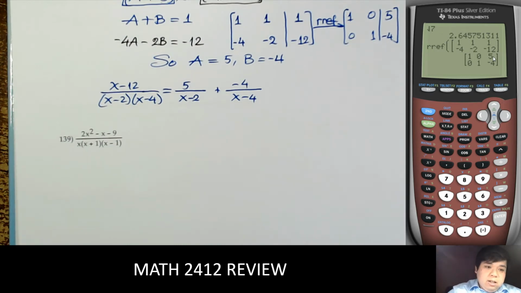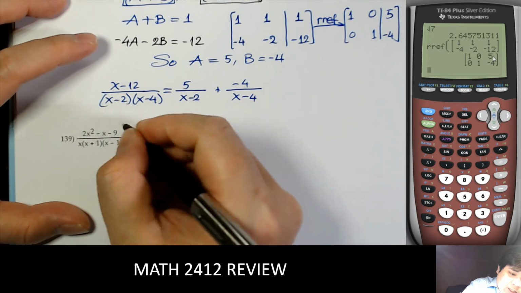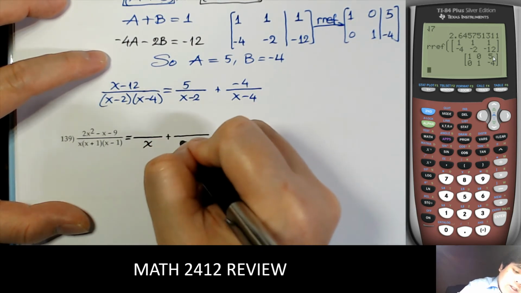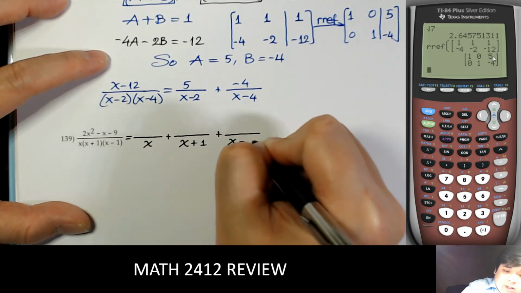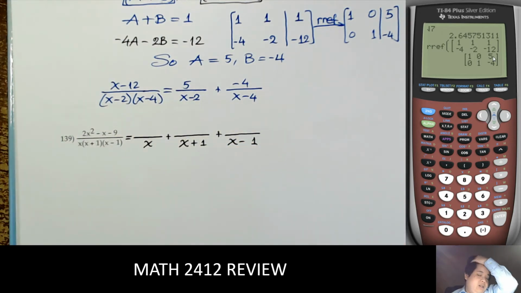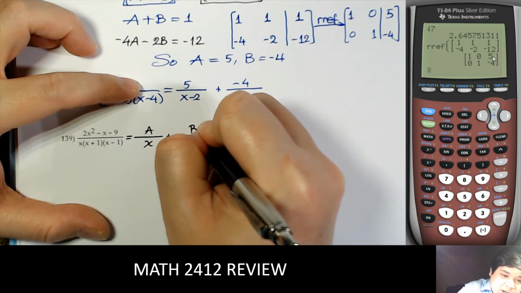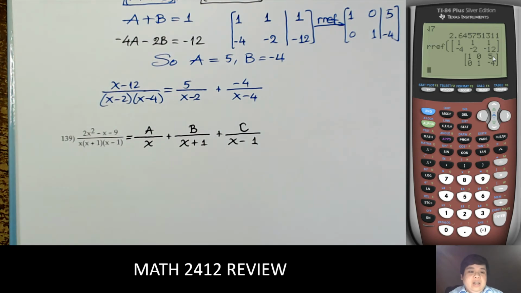Right, next we have three factors, and all of them are different. So we're going to have it like that. And then again, the power on top is always one less than the bottom. So just A, B, C. If we have x squared at the bottom, the top will be a linear function, ax plus b.